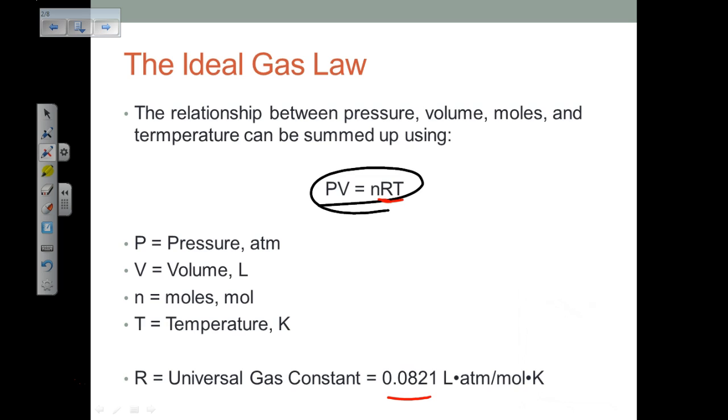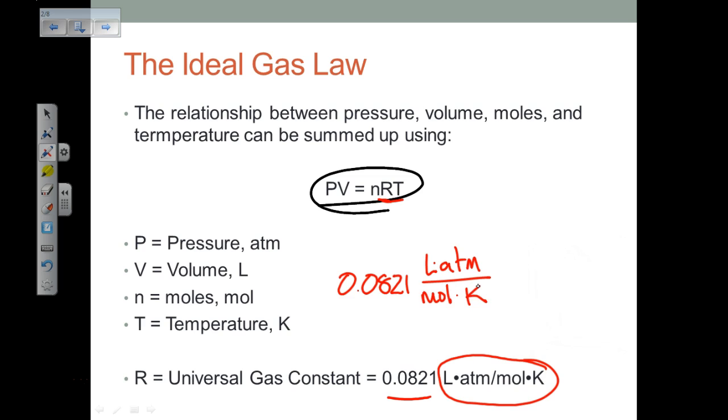That unit is written as liter atmospheres per mole Kelvin. Notice that it has all the units of all the things that we're measuring, and that way when we use three of these to find out the fourth, it will cancel out and give us the unit that we're interested in. So this is the formula that we deal with.